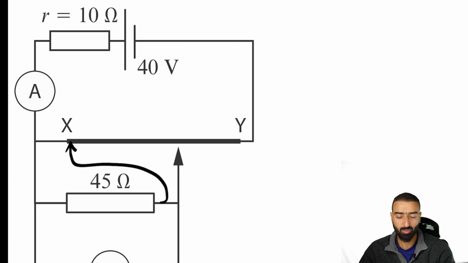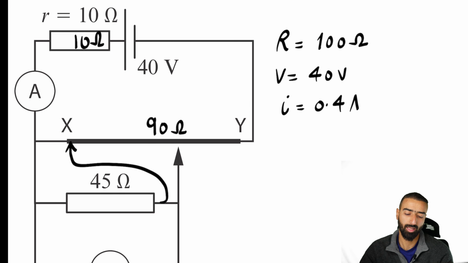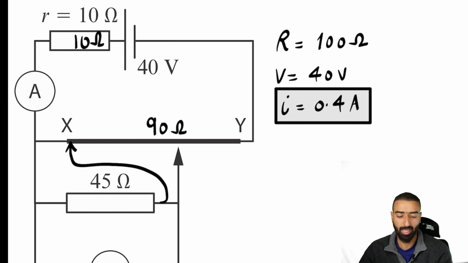In that case, what would be the current? Well, the resistance would be 10 ohms due to the internal resistance and 90 ohms due to the rod. That means the total resistance in the circuit is 100 ohms. The voltage is 40 volts. Therefore, the current would be 0.4 ampere. This gives us the minimum reading the ammeter can have.